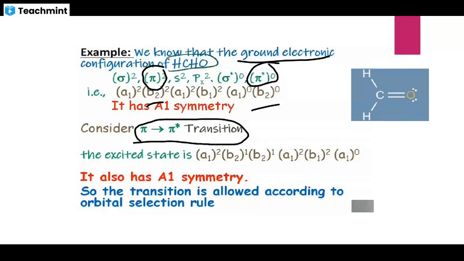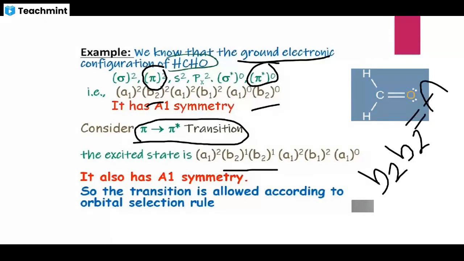If your transition is pi to pi star, the orbital is going from B1 to B2. So the ground state symmetry is B2, and the excited state symmetry is also B2. You multiply B2 into B2, you get A1. A1 means it is allowed by symmetry. Okay. So the concept is simple.